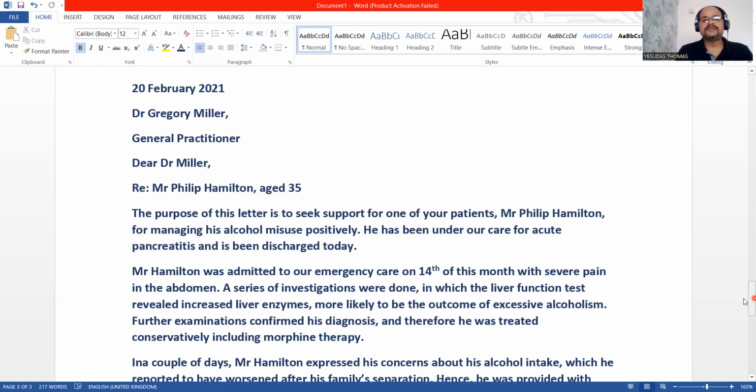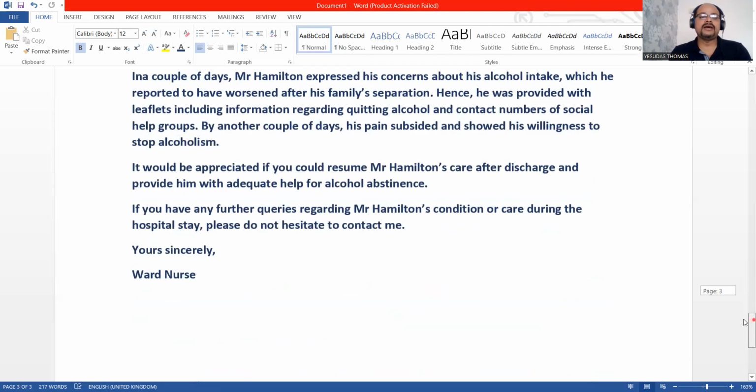That's the reason why I have highlighted morphine therapy, and the reason why I excluded IV therapy, which is not that significant. Oxygen therapy is also not that significant. We have said it as conservatively. Now that's it. Let's go ahead.